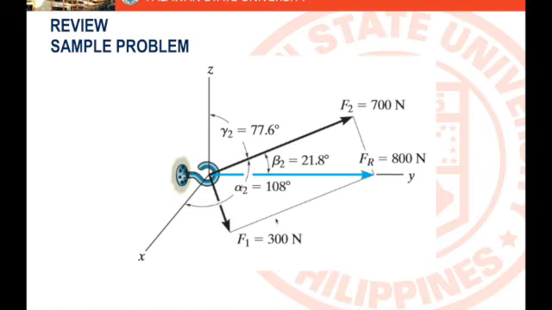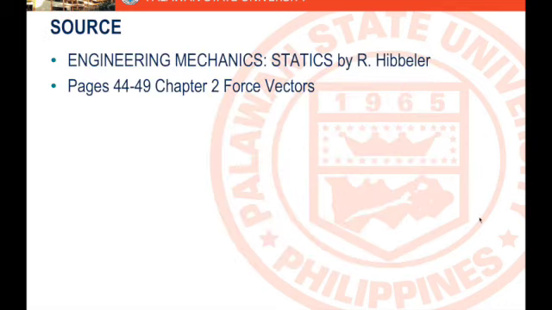So again, this is the representation of our answer for this problem. We have here F1 300 newtons, our resultant is 800 newtons, and our F2 is 700 newtons. If you want to study further, our source would still be our source material, which is Engineering Mechanics Statics by Russell Hibbeler, and this can be found in chapter 2, force vectors, pages 44 to 49 for your reference.